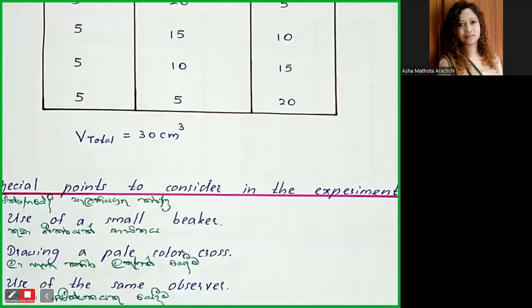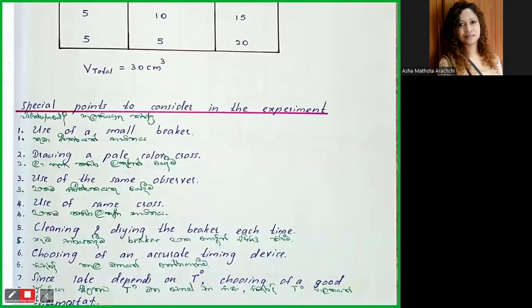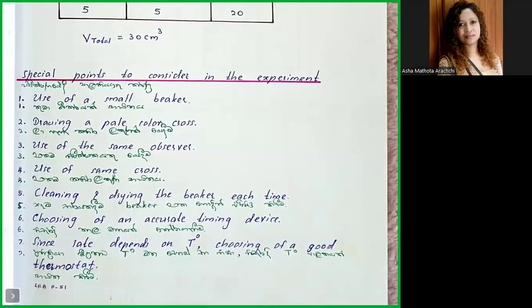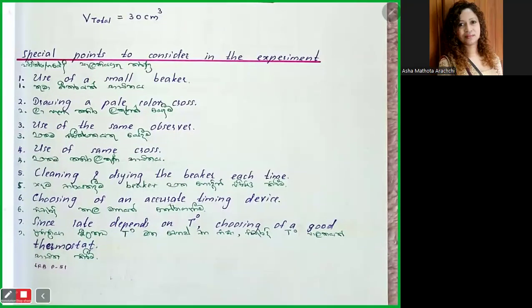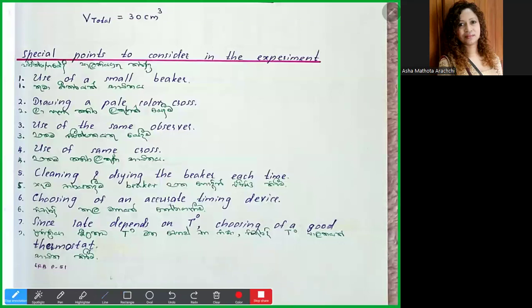All right, let's write. We are done with that. Just again, these experimental errors whatsoever, let's just write. You can understand this topic. Special points to consider in the experiment. Let's go one by one.